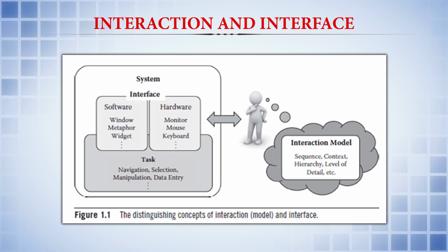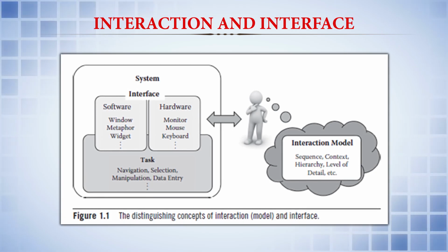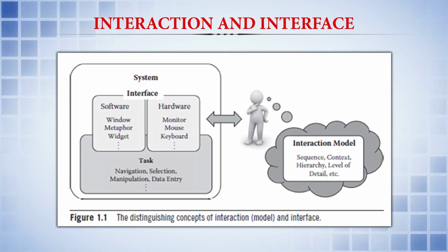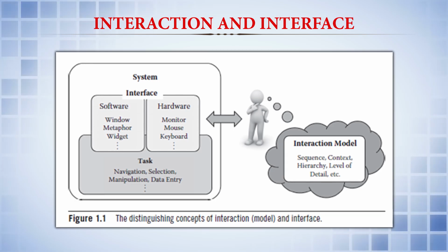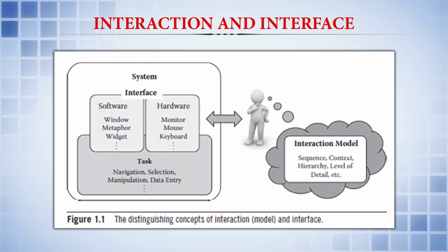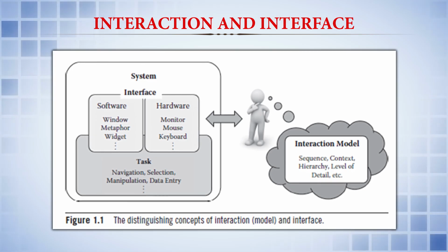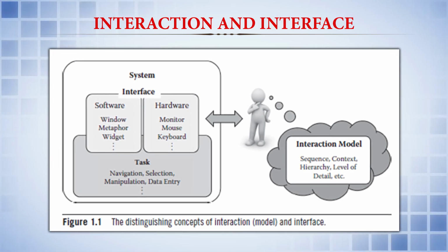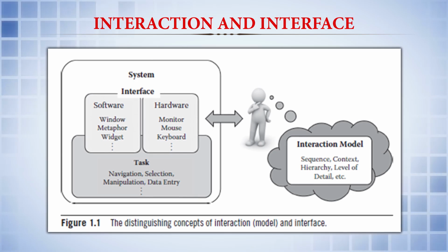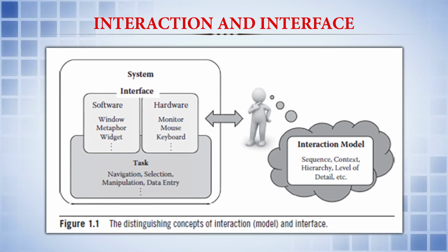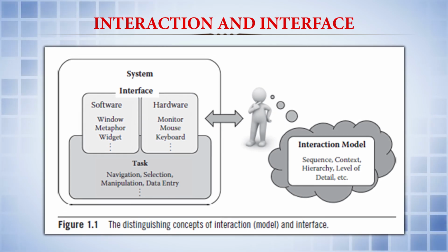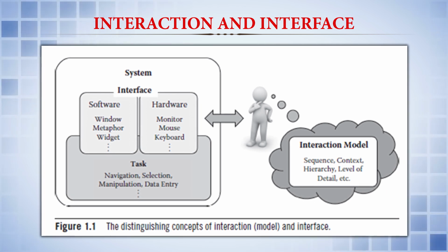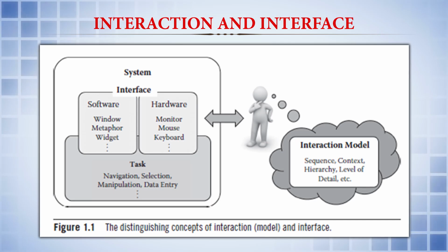In this figure we can see we have clearly mentioned the interface factor as well as the interaction model. Interaction, as you can see, is a kind of abstraction, and the interface may be a software interface, like an operating system such as Windows, or an application programming interface. These kinds of things come under the software interface. Or it may be hardware, like a monitor, keyboard or a mouse. These are the technical things used to provide the interaction with the computer.